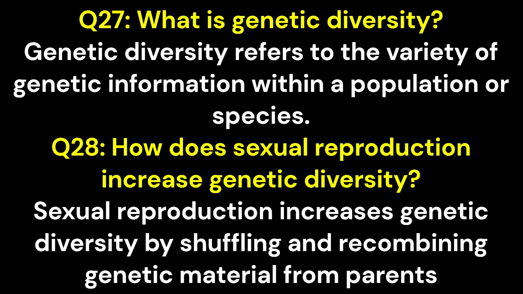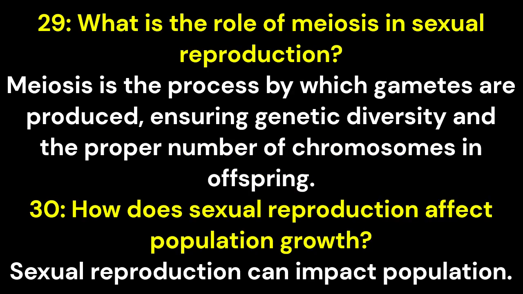Q28. How does sexual reproduction increase genetic diversity? A28. Sexual reproduction increases genetic diversity by shuffling and recombining genetic material from parents. Q29. What is the role of meiosis in sexual reproduction? A29. Meiosis is the process by which gametes are produced, ensuring genetic diversity and the proper number of chromosomes in offspring.